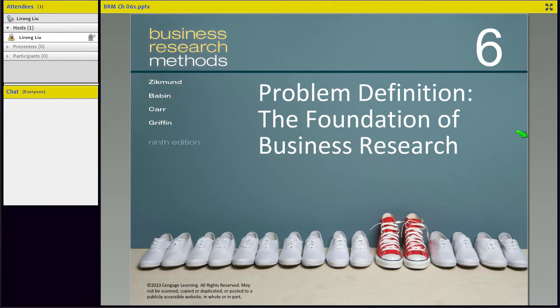Now, today we're going to go over Chapter 6, Problem Definition, the foundation of the business research. Now, this is a very important chapter that will pretty much shape what research you're going to conduct. Okay?